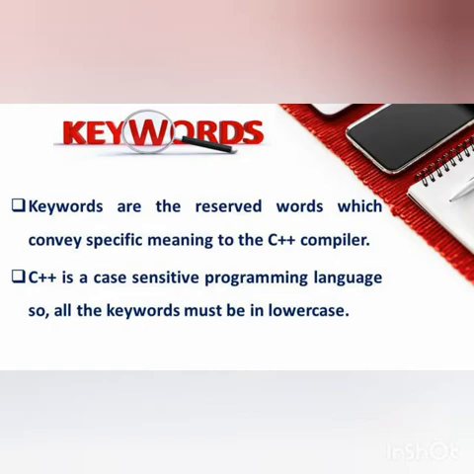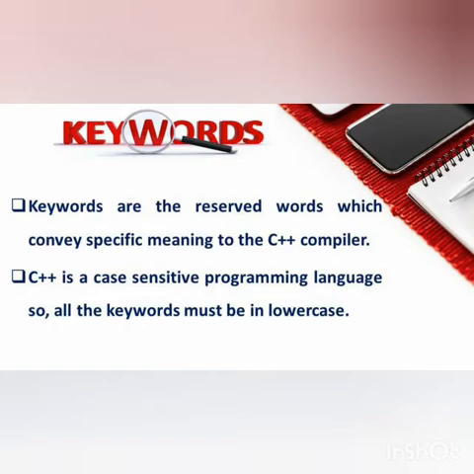Keywords are the reserved words which convey special meaning to the C++ compiler. So, what is the compiler? Who is the compiler here? I already told you that C++ is a high-level programming language. High-level programming language is understandable only by human beings, and it is not understandable by the computer because the computer knows only machine language. So, to convert the high-level language to machine language, a translating program is used. That translating program is the compiler.